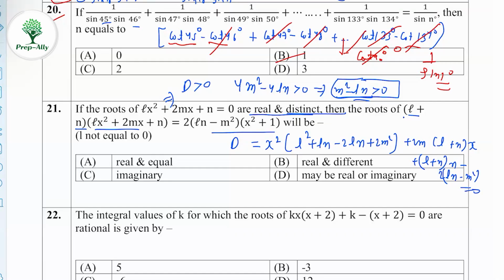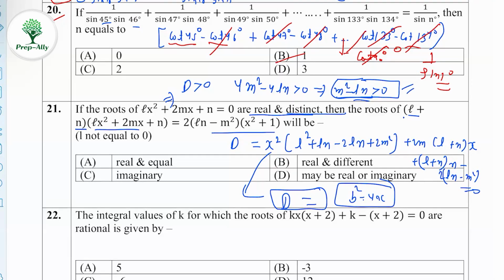Okay. Now here what you have to do? Here you have to apply the condition for D. That means find b square minus 4ac and check whether it is positive or negative using this relation. That m square is always greater than l.